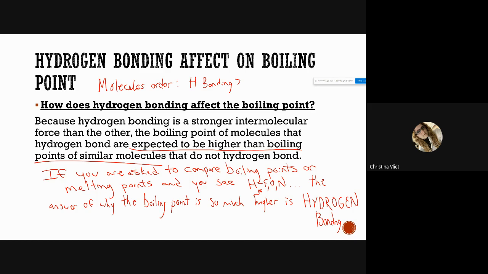So H bonding is always going to have the highest boiling point and melting point. Then it's going to be permanent dipole. Finally, dispersion forces are weak. So you may want to write that down. This is the order. If you are asked to compare the boiling points or melting points, you see H can combine with F, O, or N in a molecule. The reason why its boiling point is going to be so much higher is because it has hydrogen bonding capabilities.